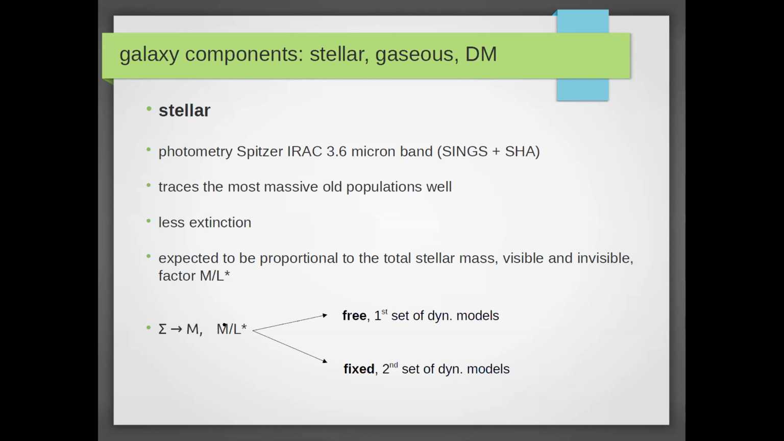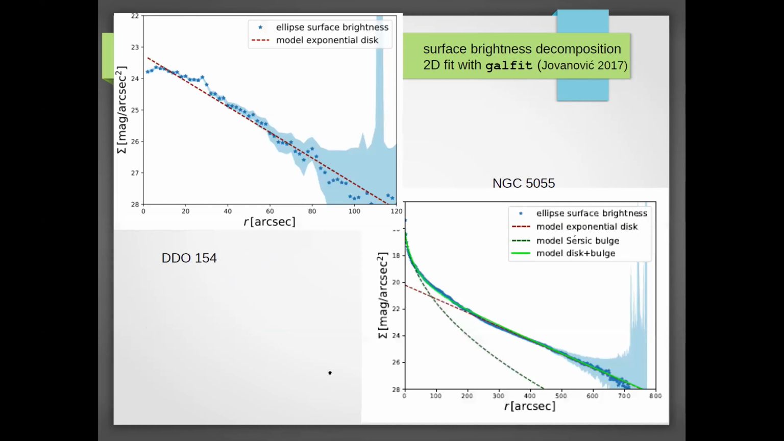For this factor, we did two sets of models. The first set of models is done with this parameter kept free, and the other one is with this parameter kept fixed, coming from stellar population models. So this is what it looks like when we see a one-dimensional representation of our fits, which are actually two-dimensional, of the observed surface brightness from Spitzer.